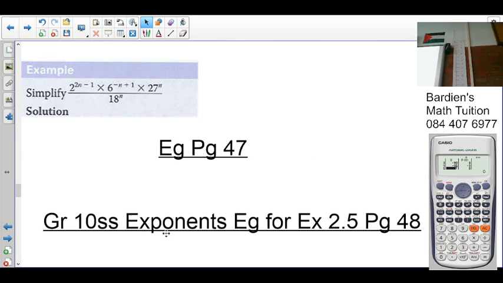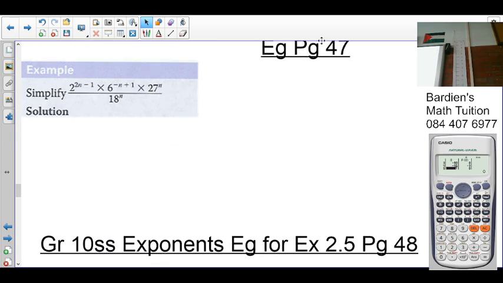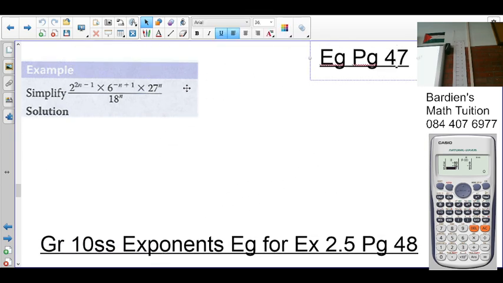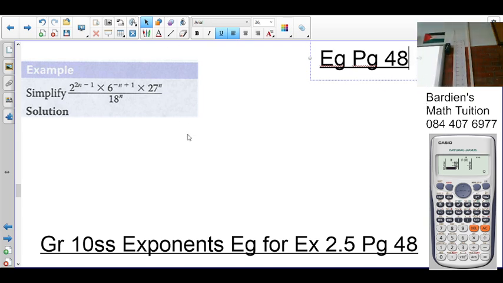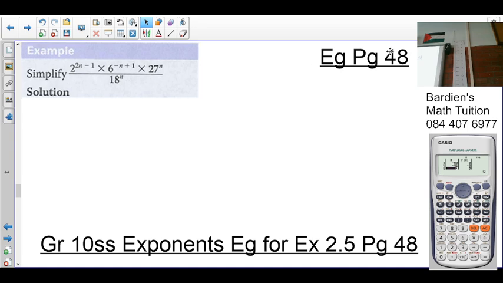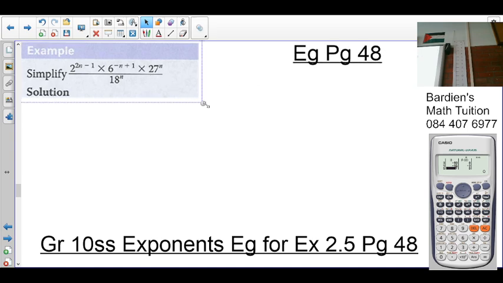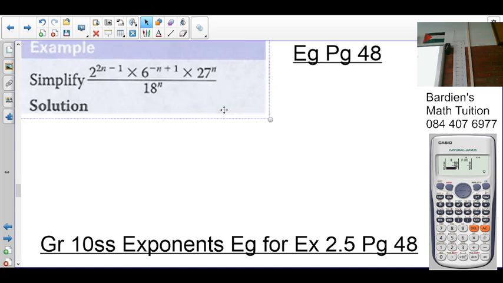So now we're looking at the example on page 48. Again we are asked to simplify. We have 2 to the 2n minus 1 times 6 to the negative n plus 1 times 27 raised to the exponent n over 18 raised to the exponent n.